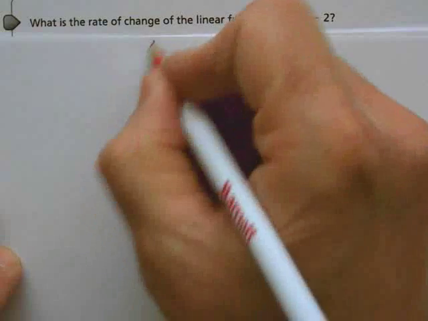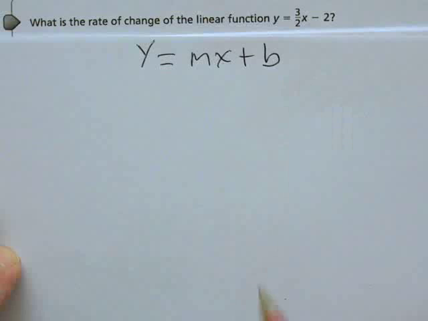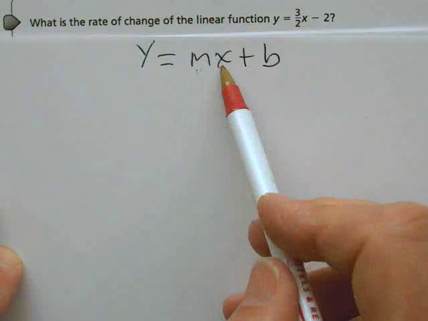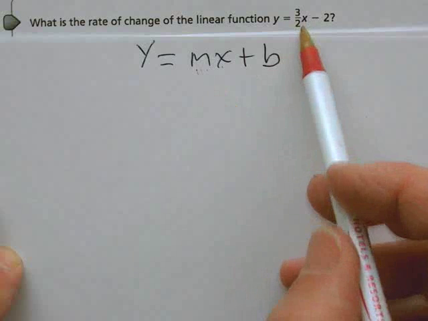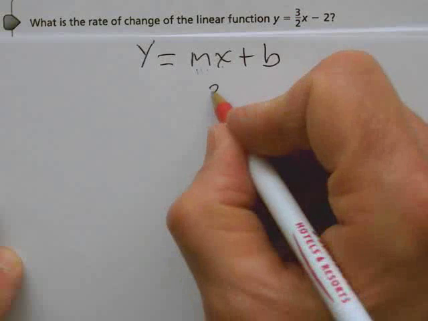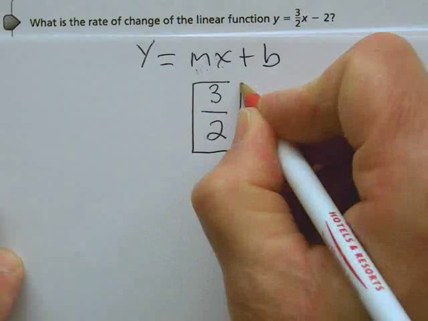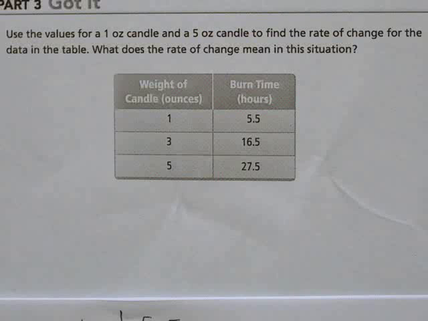We'll recall that in the y equals mx plus b format, slope-intercept form, m, the coefficient of x, is always the rate of change, or the slope. And what is our coefficient here of x? It is 3/2. That's the answer. And the problem is done. Yippee.